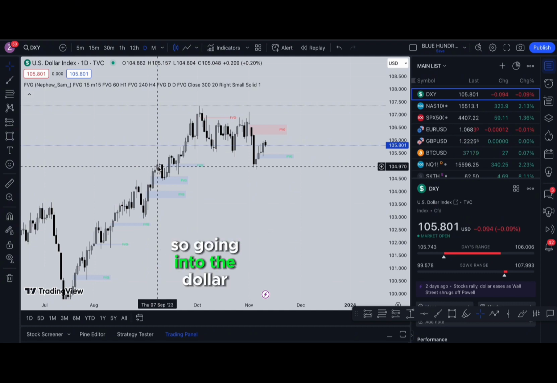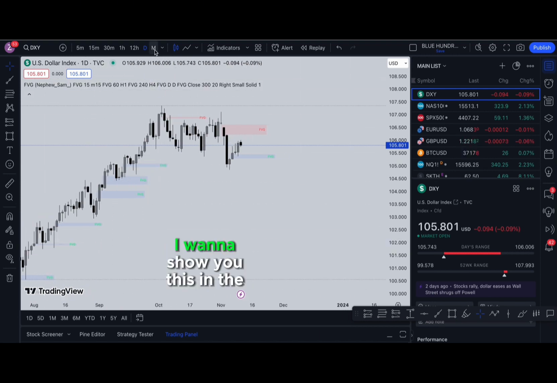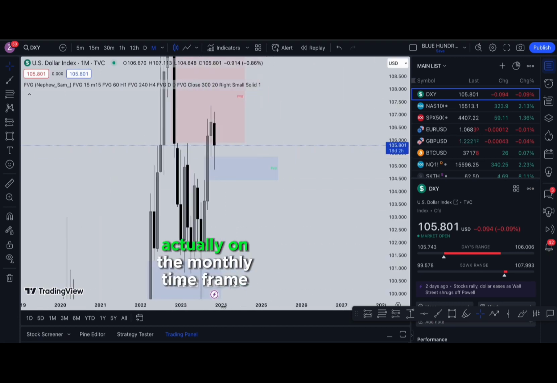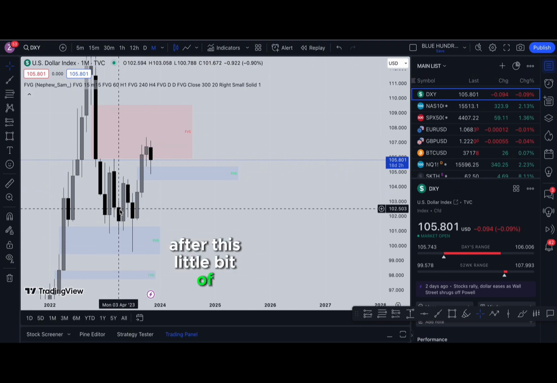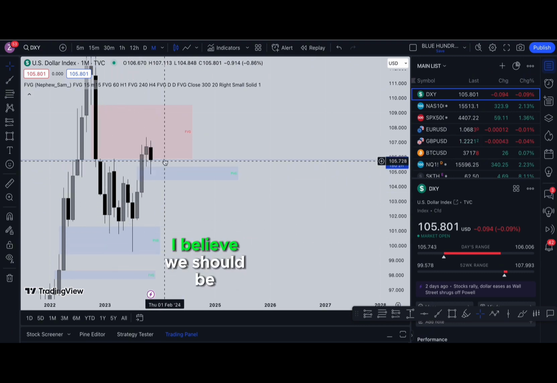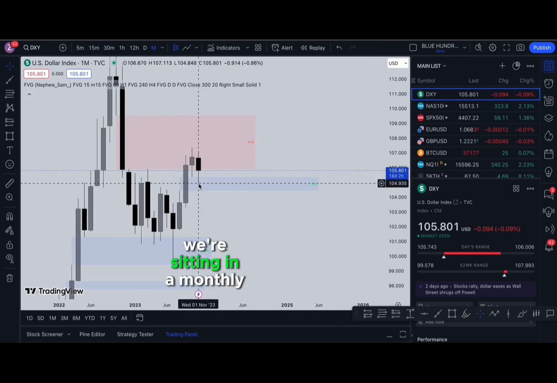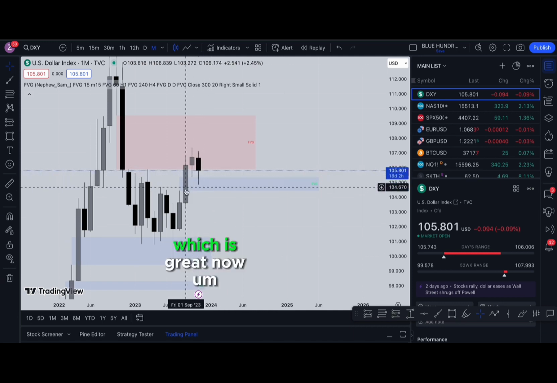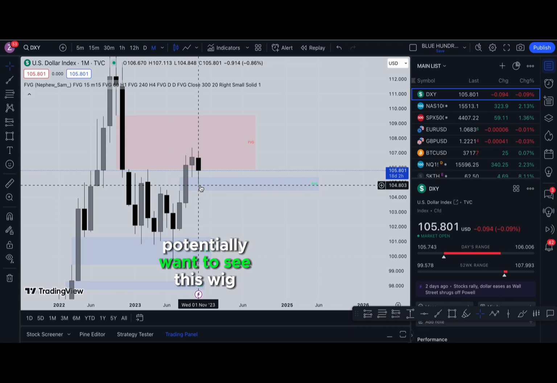So going into the dollar, we can see we've been clearly bullish. Okay, now I want to show you this in the monthly time frame. Actually, on the monthly time frame, we had this huge expansion up. After this little bit of consolidation, manipulation, and expansion, I believe we should be continuing that expansion. As you can see, we're sitting in a monthly fair value gap and having a bullish reaction off of it, which is great. Now, I want to see this fair value gap hold, and I would potentially want to see this wick hold that low here.